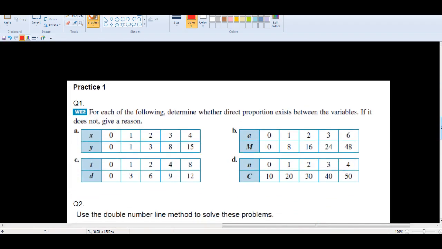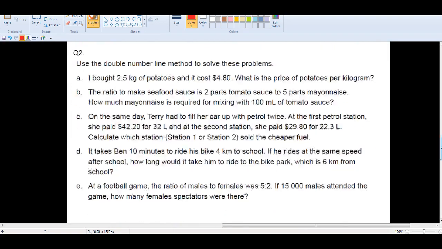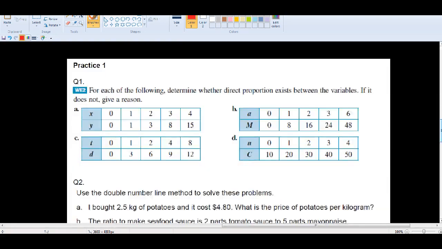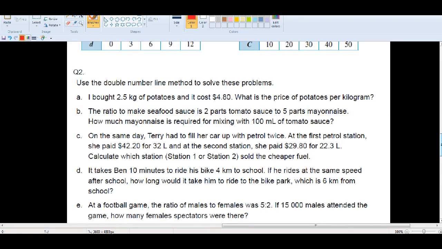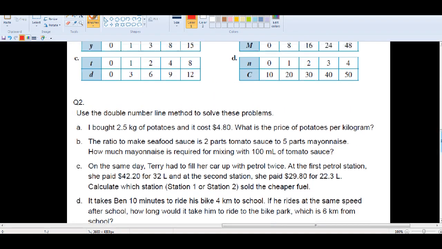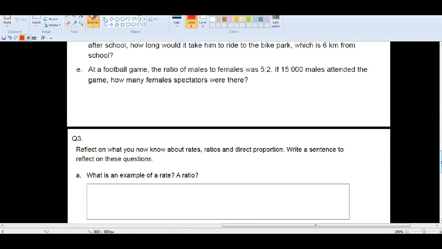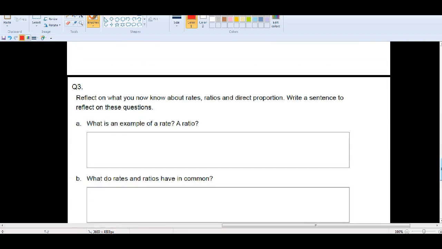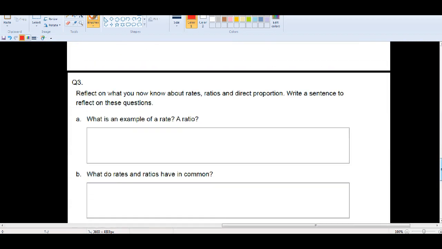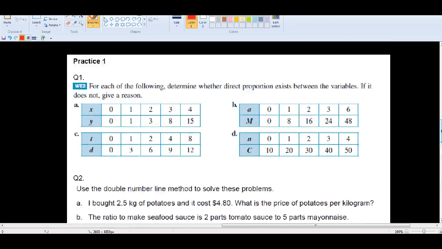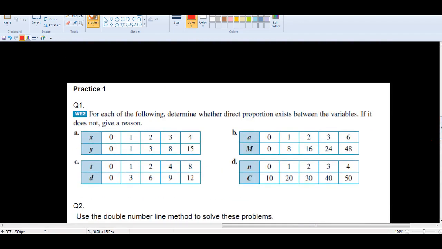This is a pretty long video, and we have some exercises for you to do. It includes how to determine whether a direct proportion exists or not. It also involves how to use the double number line, the skill we're using here, and also some understanding about the definition of rate, ratio, and direct proportion. There are only 3 questions. You could try to do them and send an email to me. That's the end of this lesson. See you next time.